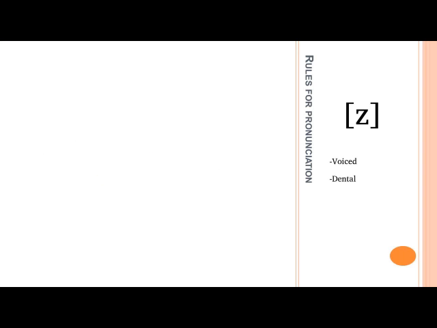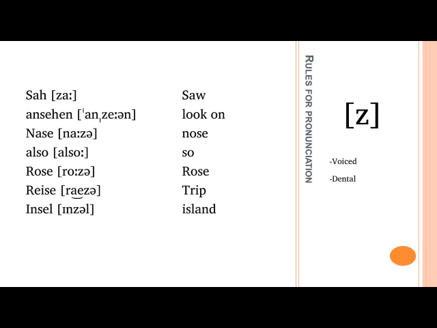Now we're going to look at words that contain the sound z. And z is a voiced consonant, and it's also dental, which means the tongue is near the teeth. So we find z in words like sah, ansehen, Nase, also, Rose, Reise, Insel.